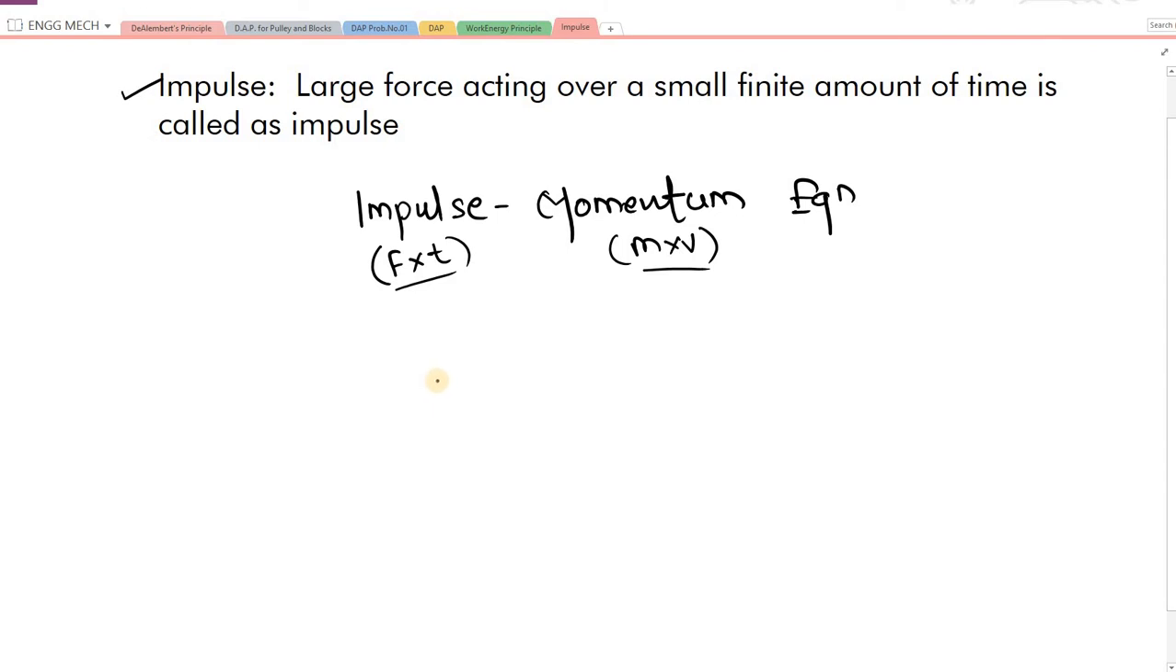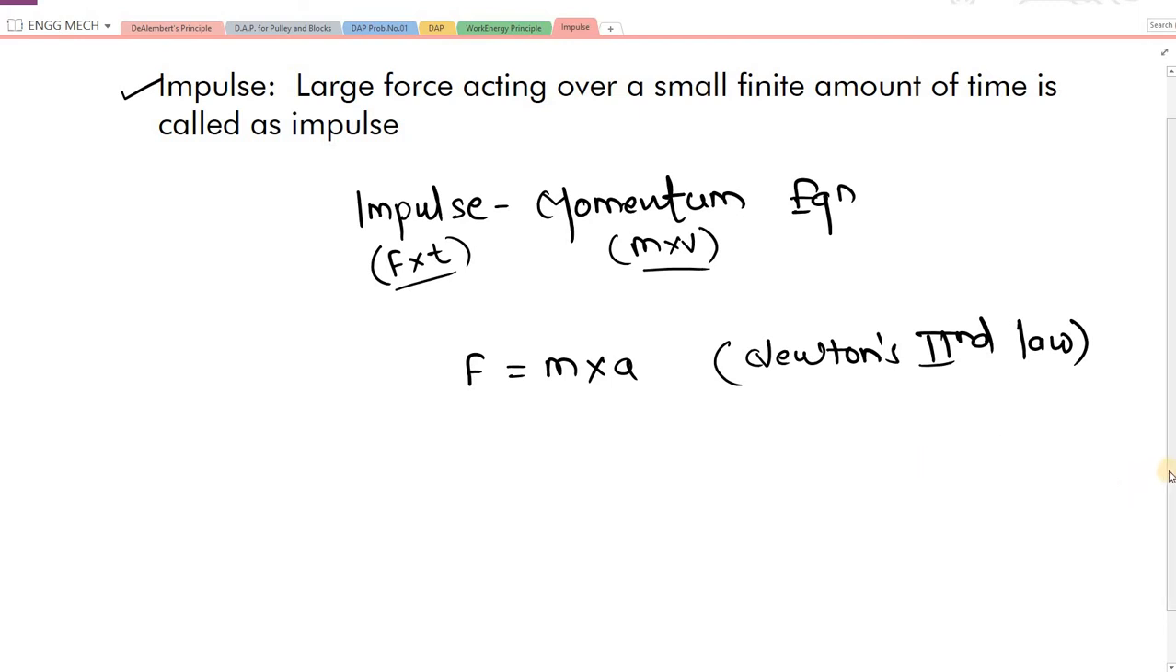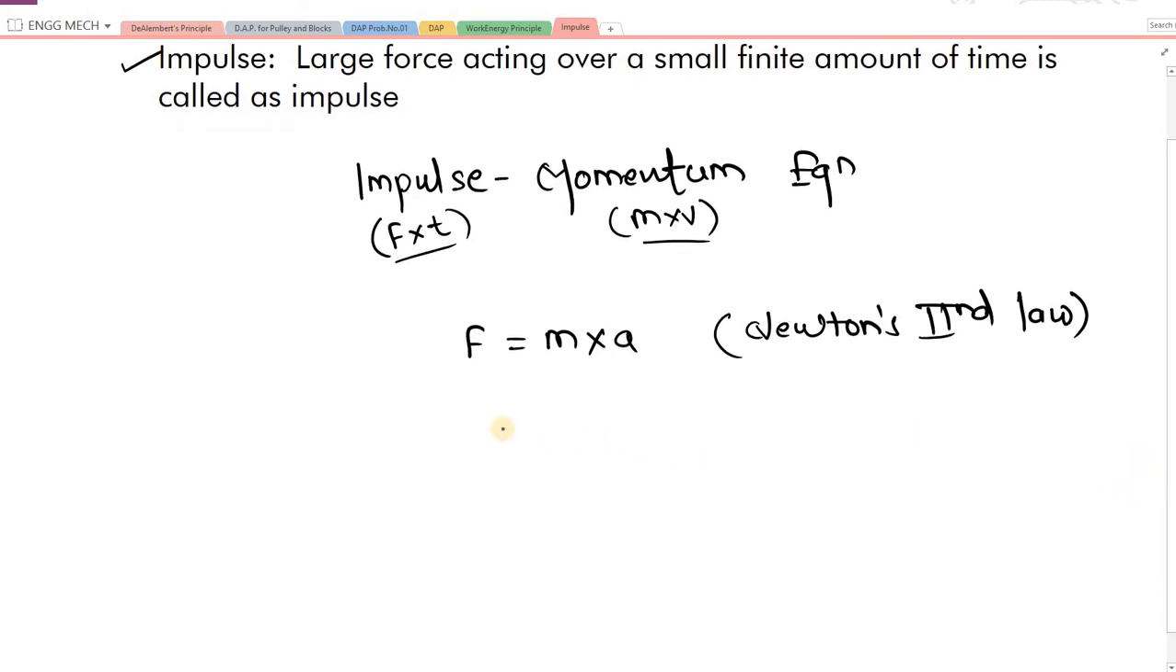Just like the work energy principle, we will start our derivation with a very well acquainted term, that is f is equal to m into a, which is Newton's second law. Now we will rearrange some terms and integrate them when we have something in differential format. Therefore f is equal to m, and now just rewrite this acceleration as dv by dt.